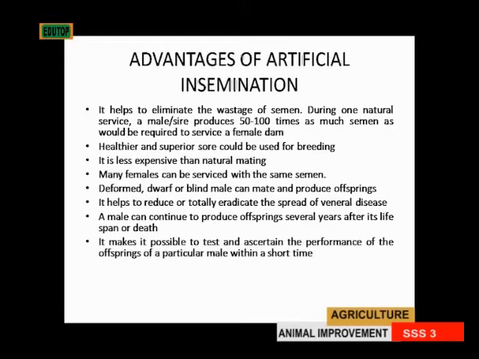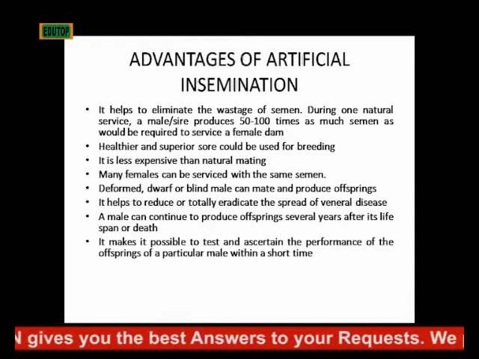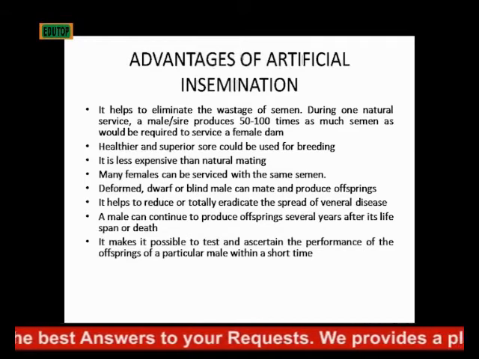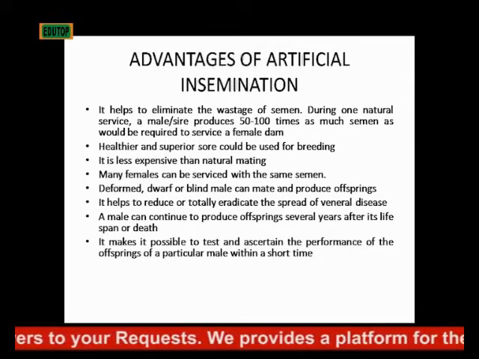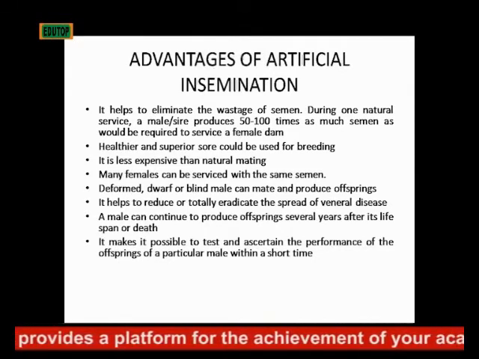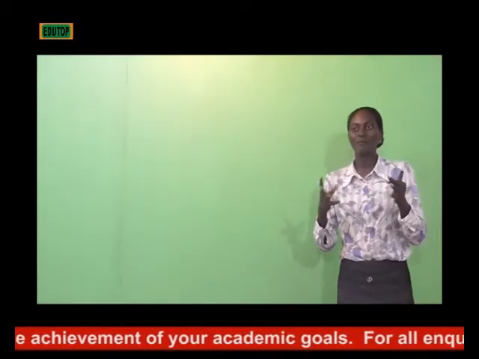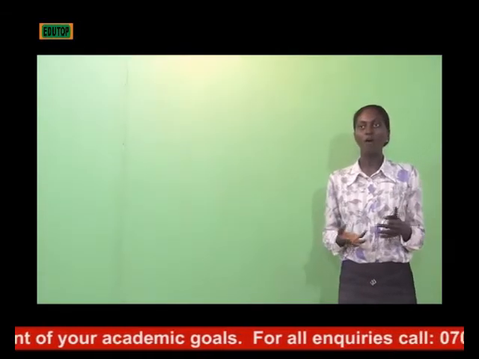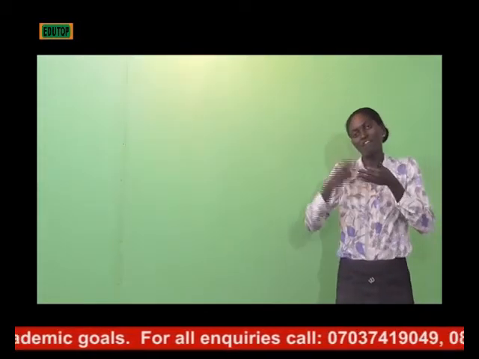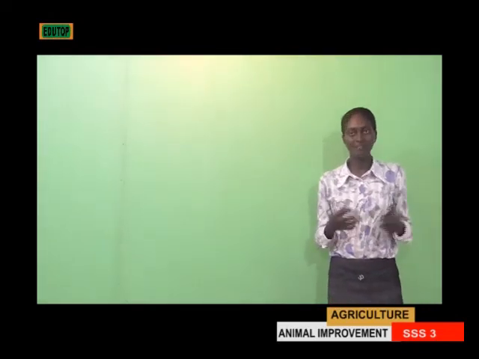The advantages of artificial insemination: it helps to eliminate the wastage of semen. During one natural service, a male or sire produces about 50 to 100 times as much semen as will be used in a dam during artificial insemination. Can you imagine? So we are saving quite a number of the sperm, because about 50 or 100 times of what is used in artificial insemination is what is used in just one natural service.